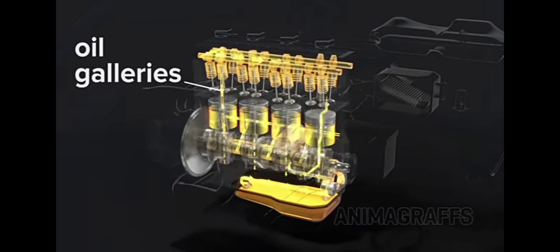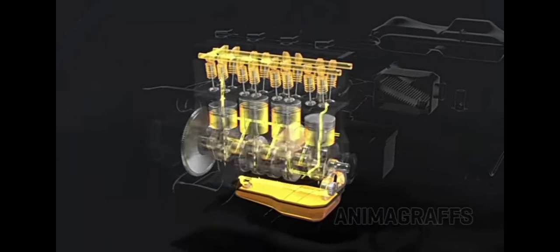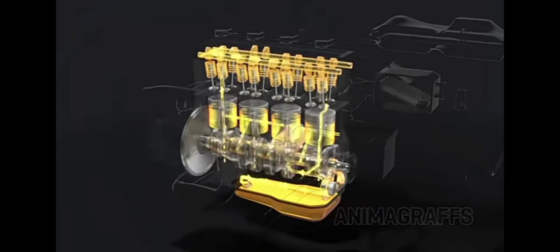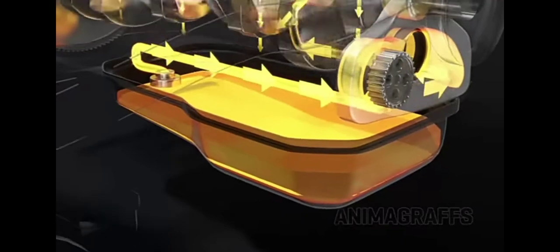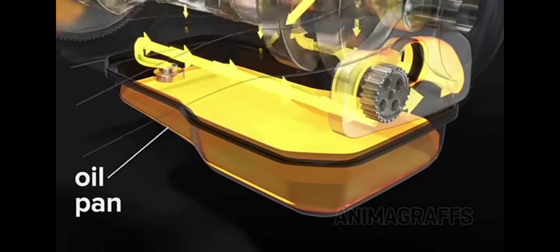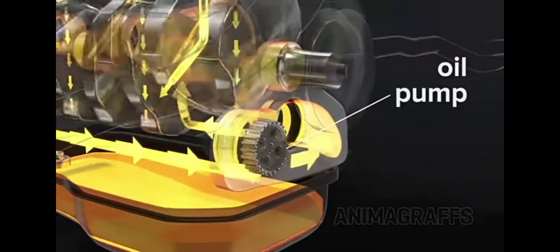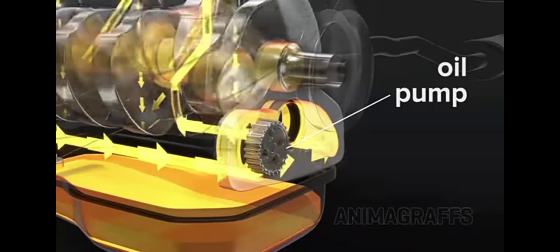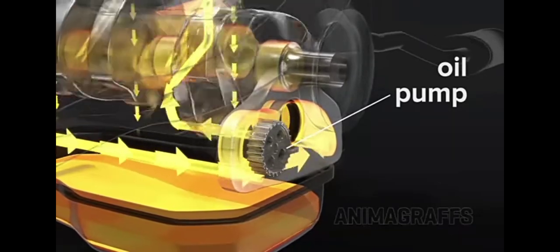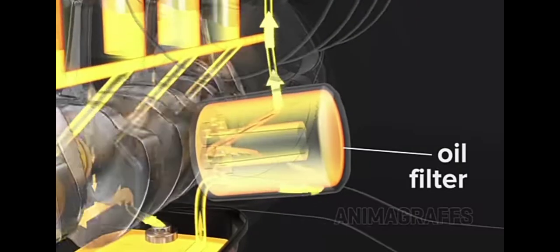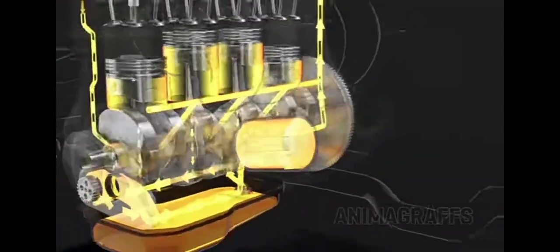Oil flows through the engine and back to the oil pan for recirculation. Oil rests in the oil pan when not in circulation. The oil pump keeps oil properly pressurized and flowing. And the oil filter keeps oil clean from contaminants.